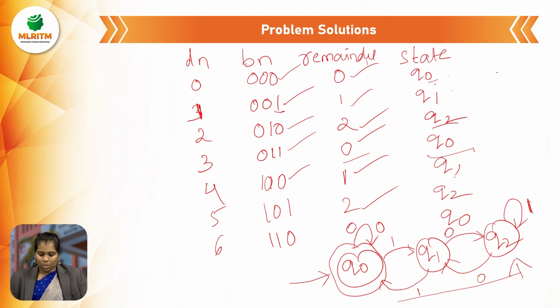Next, 0, 0, 0, 1 goes to the Q1 state. 0, 1, 0 goes to Q2. 0, 1, 1 is going to Q0, and 1, 0, 0 goes to Q1. Like that, you need to check, until the last state gets a self loop. Whenever the last state gets a self loop, you need to check whether it is a complete DFA or not.